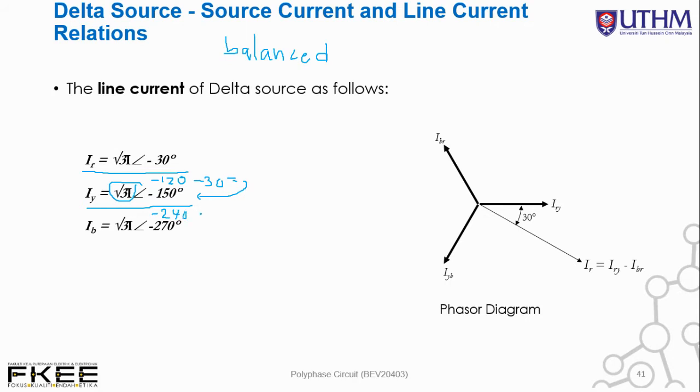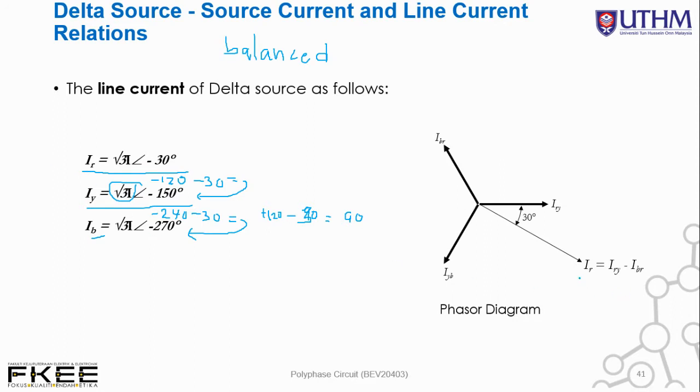Similarly for IB, from IBR we have minus 240. This is for phase current. Once you convert to line current, you need to deduct another 30 degrees, or add another minus 30 degrees. So this is equal to minus 240, or plus 120, minus 30. So you will simply get 90 degrees for the B line current.